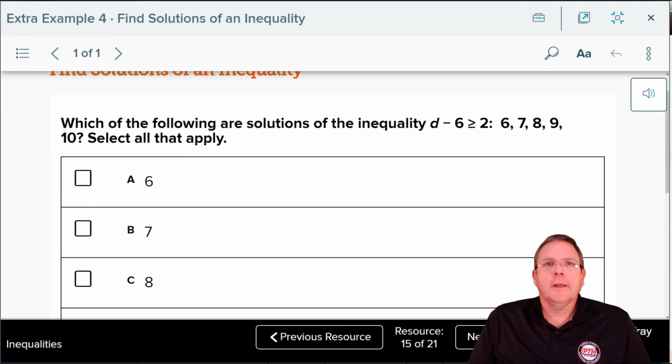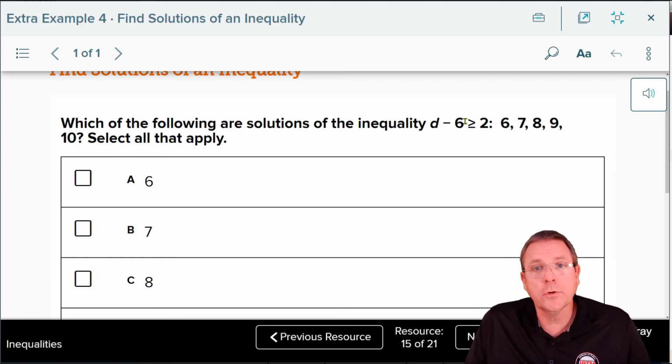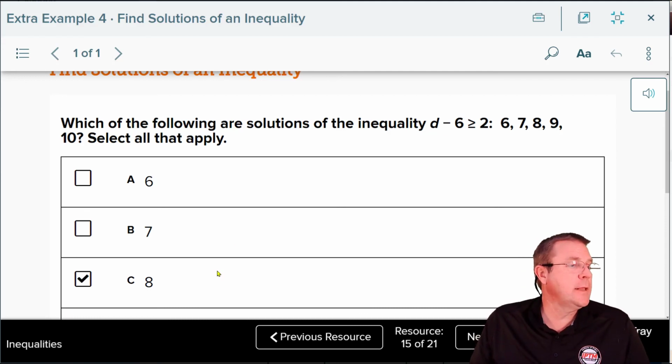So did you get the right answers? Let's check them out. If I put 6 in for d, 6 minus 6 is 0. Is 0 greater than or equal to 2? It's not. 7. 7 minus 6 is 1. That's still less than 2. How about 8? 8 minus 6 is 2. Is 2 greater than or equal to 2? It is indeed equal to 2.